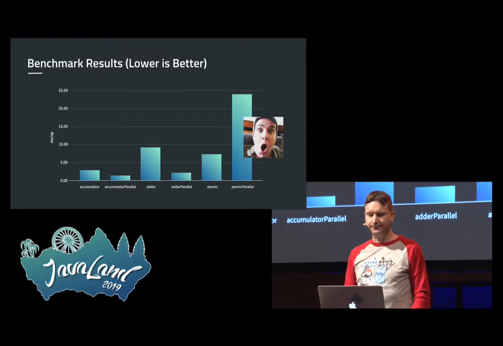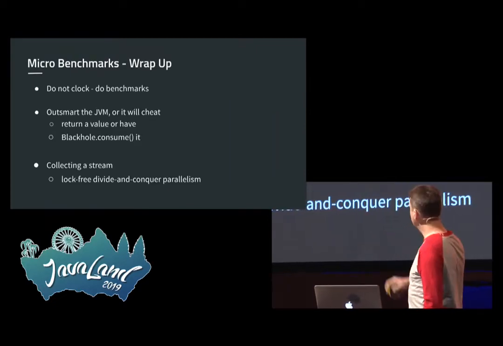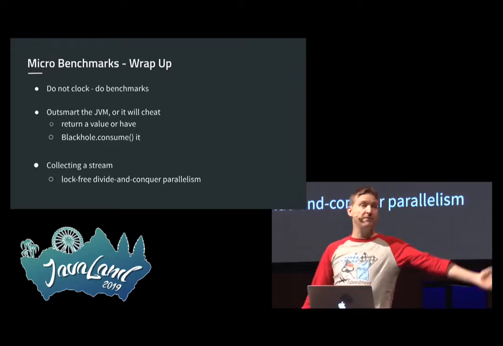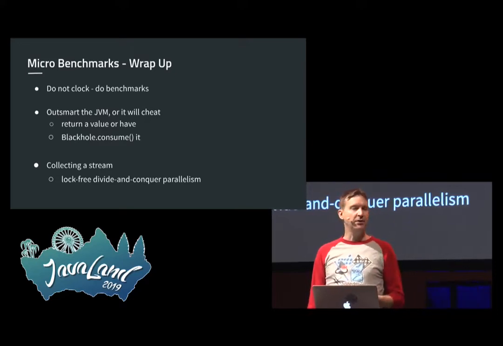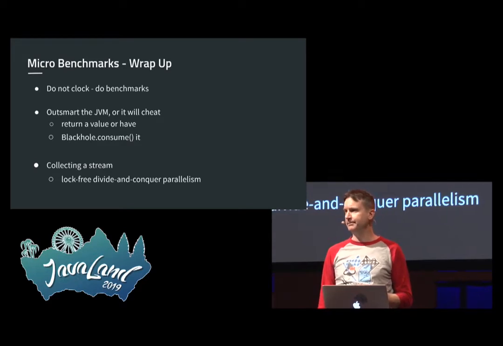Okay, microbenchmark wrap up. Do not clock, do benchmark instead. Outsmart the JVM: return the value or have it consumed somewhere in a safe way. And the learning from the test here is that lock-free divide and conquer parallelism is good.